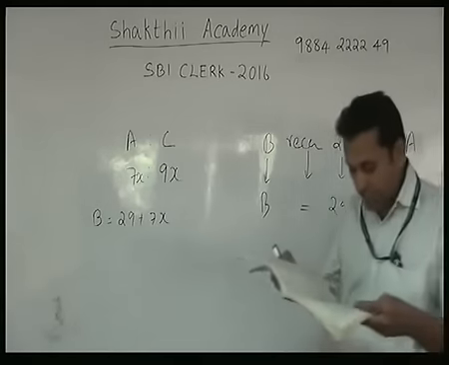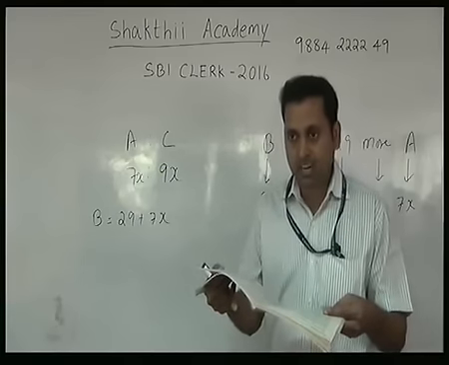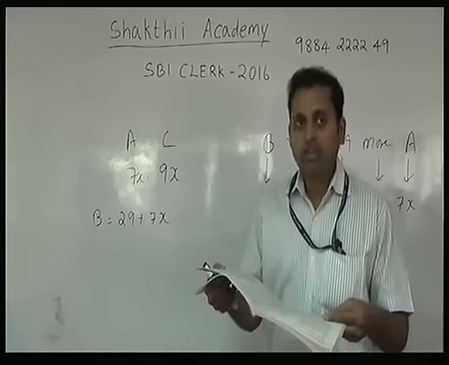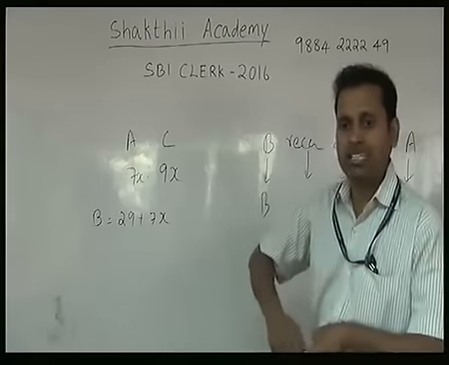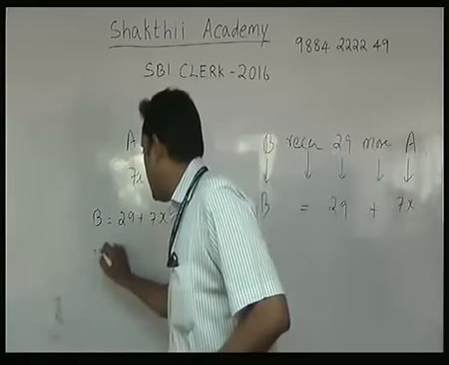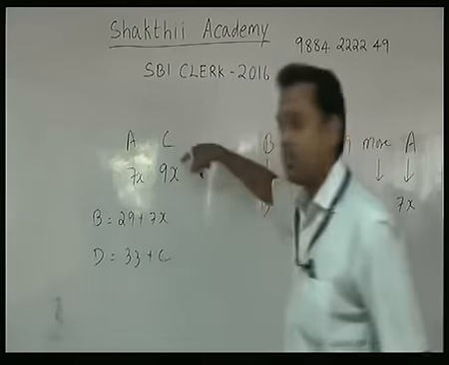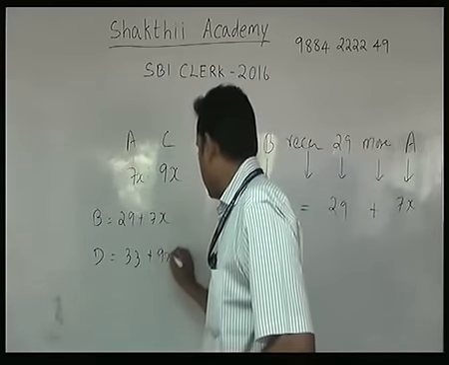Similarly, what is the next sentence given? D receives 33 more chocolates than C. That means how do you write? D equals 33 plus C. That is what is given. And C is what? C is 9x, so I will write 9x. Clear?